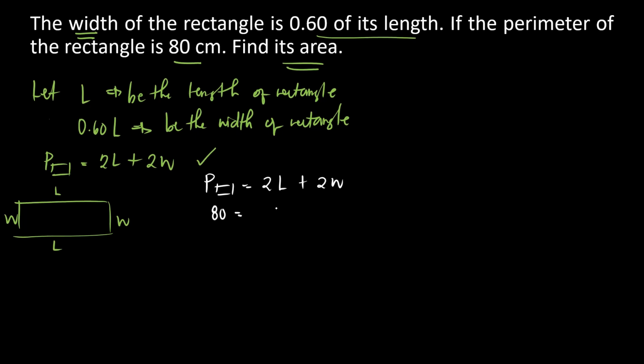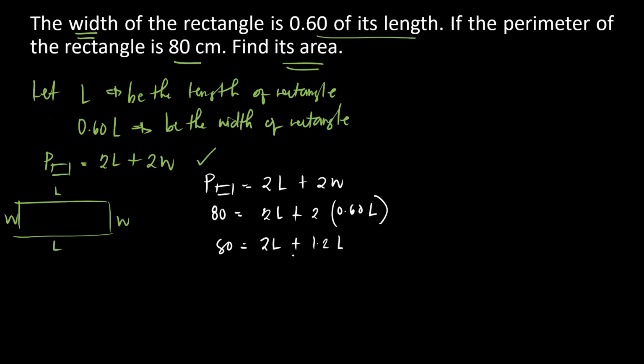Okay, si length, 2L siya. Length pa rin siya, twice ng length. Dalawang ulit ng length kasi rectangle. Tapos, si width, alam natin yung width ay 0.60 ng length. So, 2 times 0.60 ng length. Kakasunod, class. Okay, then let's simplify. 2L plus 2 times 0.60. Okay, the answer is 1.2 or 1.20 L.